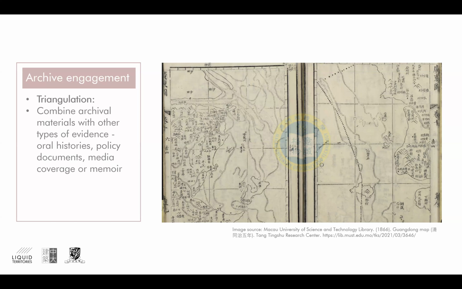And lastly is triangulation, cross-referencing different sources. So it's the same map that we are looking at. With this map, you can also use oral histories, policy documents, and modern and satellite images to help you construct a better image and more critical engagement with the source.